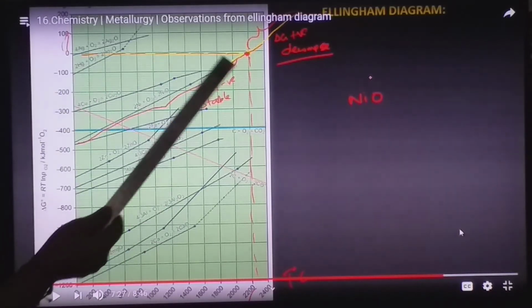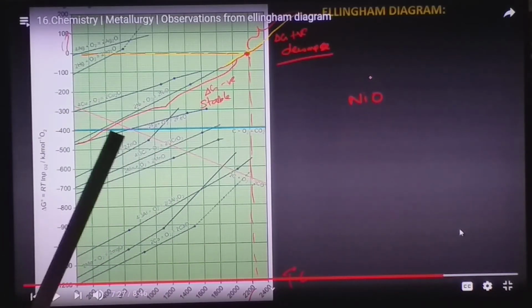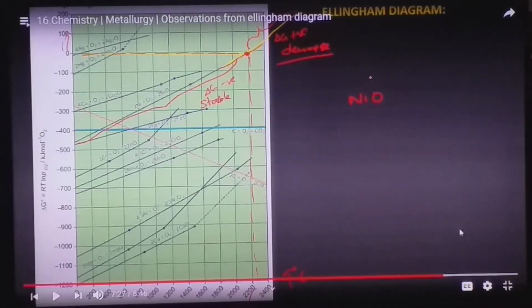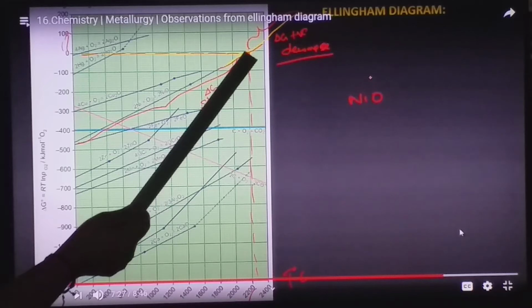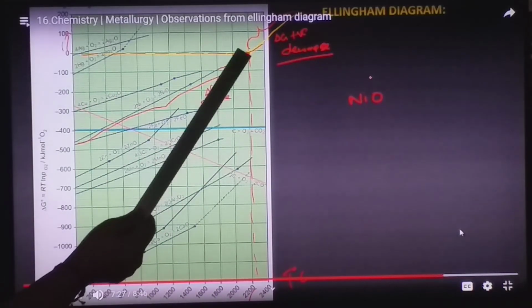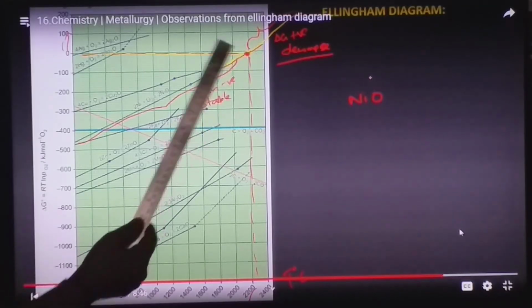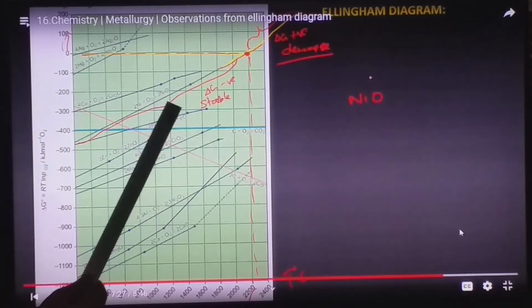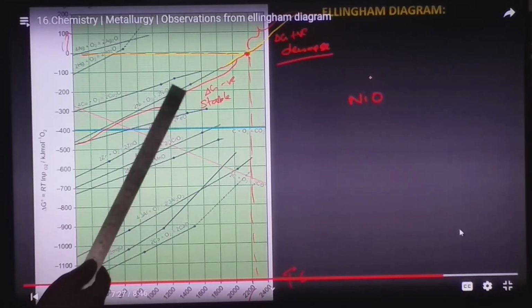When it reaches 0, for example, if we extend this line for the nickel oxide formation, the temperature will be 2200 degrees Celsius. After this temperature, 2200, definitely nickel oxide will be very less stable, that is, unstable. It can easily decompose further to give nickel and oxygen.